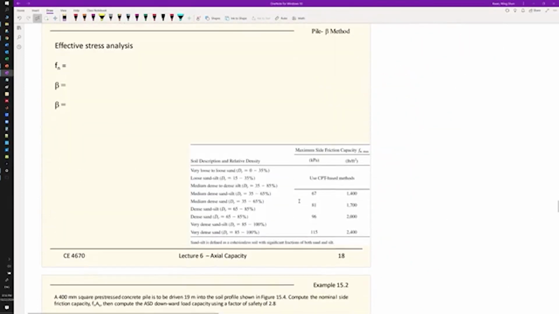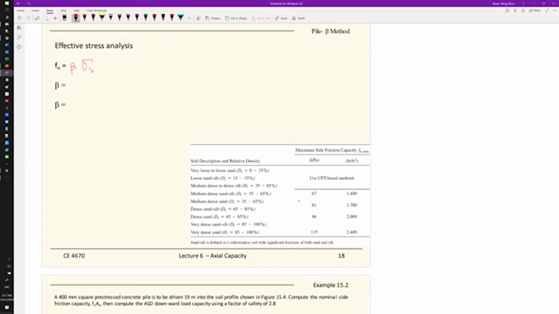So what the beta method works on is trying to simplify the nominal side friction as a function of a parameter beta times the vertical stress. Some books will say this is sigma z, the vertical stress. I forget what is used in the textbook, but this means the vertical stress. And different researchers in the past have come up with different formulations for the beta.